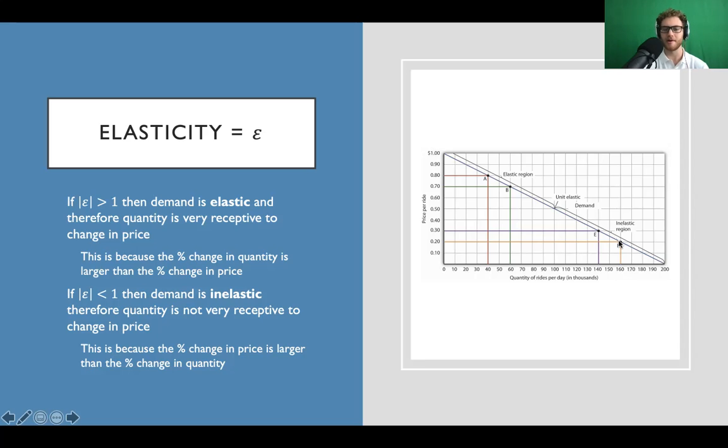So you have a drop from 0.3 to 0.2 in price. That is 1/3, or a 33% change. And you have a change in quantity from 140 to 160. That's 1/7, or about 14.3%, I believe. Now, 33% is larger than 14.3%. Your percent change in price is larger than your percent change in quantity. This region is inelastic.